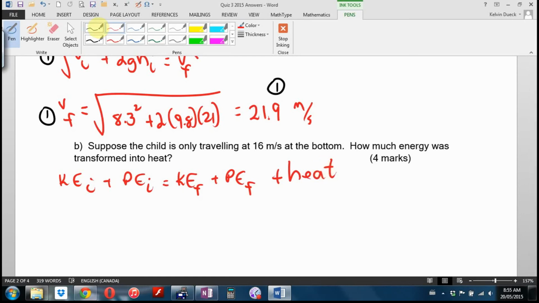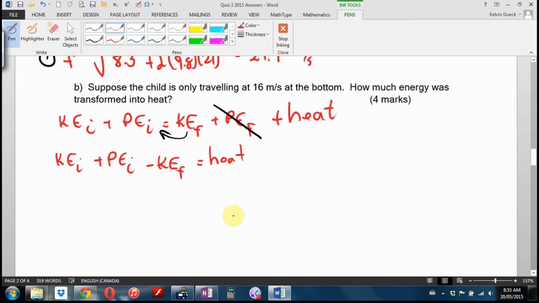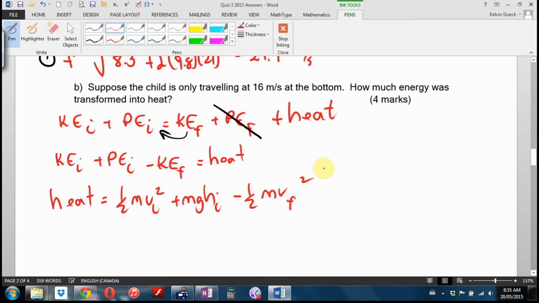And I want to get the heat by itself, so I'm going to move this over. How will I move that over? I think I'll subtract it. I always have a lot of people, for some reason, that divide it, and I don't know why. No, subtract it over, because it's plussing onto the heat. It's going to be KE initial plus PE initial minus KE final. That equals the heat. The heat is going to be a half mv initial squared plus mgh initial minus a half mv final squared.